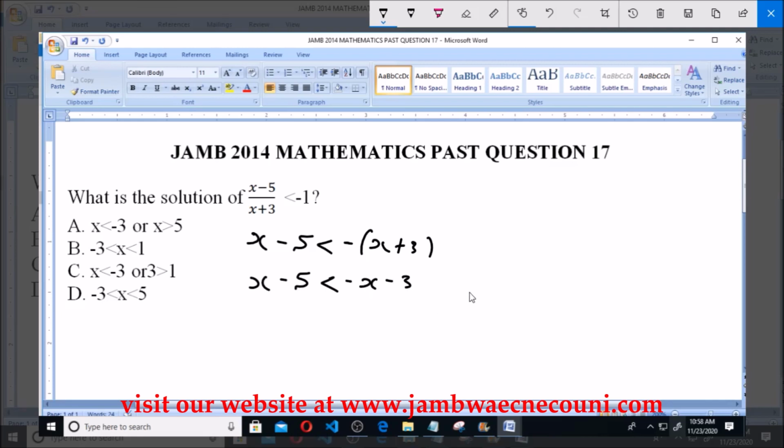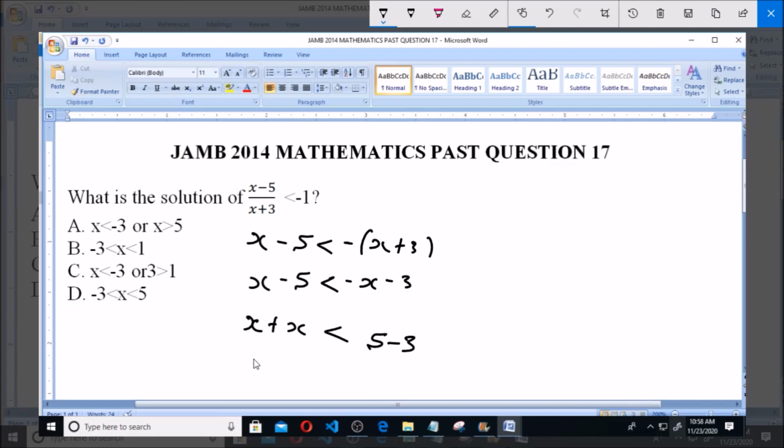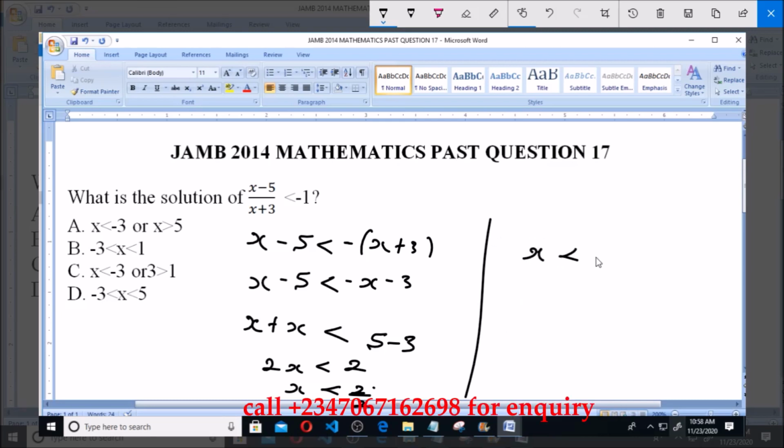Minus x minus 3. Now let's collect like terms. Collecting like terms, we'll have that x plus x is less than 5 minus 3. So we have 2x is less than 2. So x is less than 2 over 2. Then therefore x is less than 1.